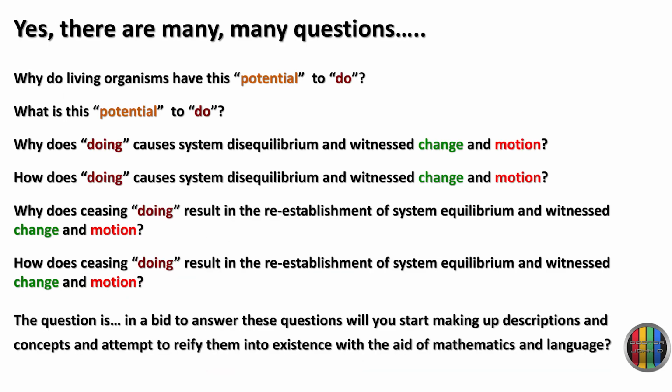Yes, there are many, many questions. Why do living organisms have this potential to do? What is this potential to do? Why does doing cause system disequilibrium and witnessed change and motion? How does doing cause system disequilibrium and witnessed change and motion? Why does ceasing doing result in the re-establishment of system equilibrium and witnessed change and motion? How does ceasing doing result in the re-establishment of system equilibrium and witnessed change and motion?